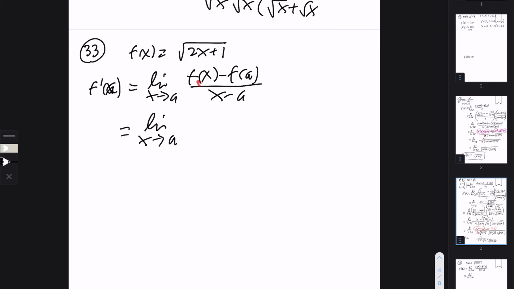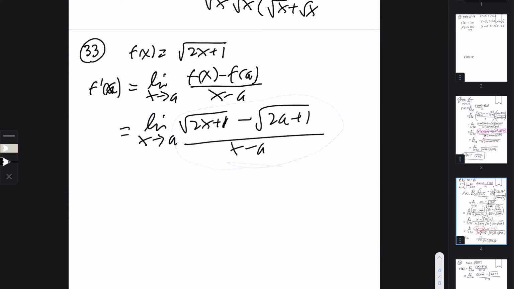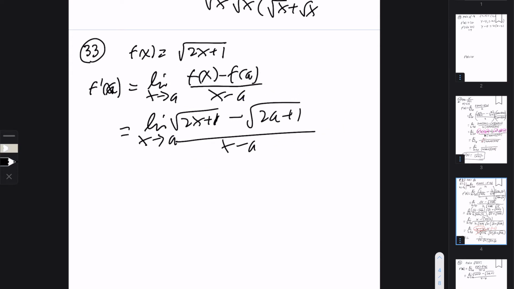I'm going to plug in, well, this is just the original function. It's that. So radical 2x plus 1 minus, then it says plug in a here. I will plug in a. It's radical 2a plus 1 all over x minus a. And as we see here, as x approaches a, that's going to become an a, and that's 0 over 0. So the technique we've used over and over for this is multiplying by the conjugate. Let me scoot this over to give me some room. So the top and bottom I'm going to multiply by the conjugate.